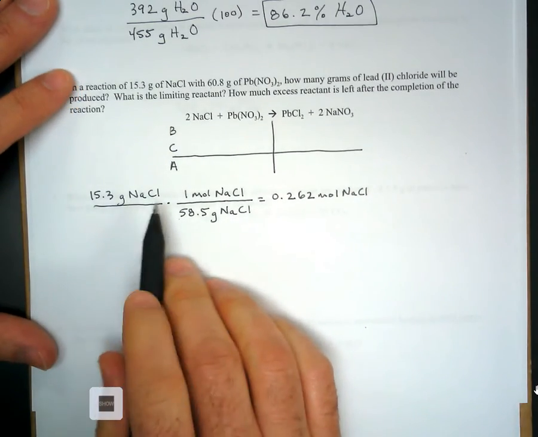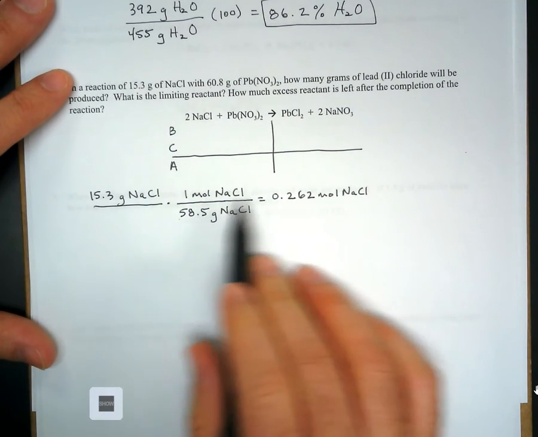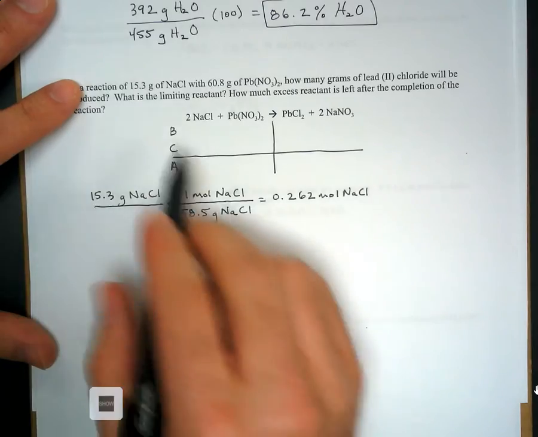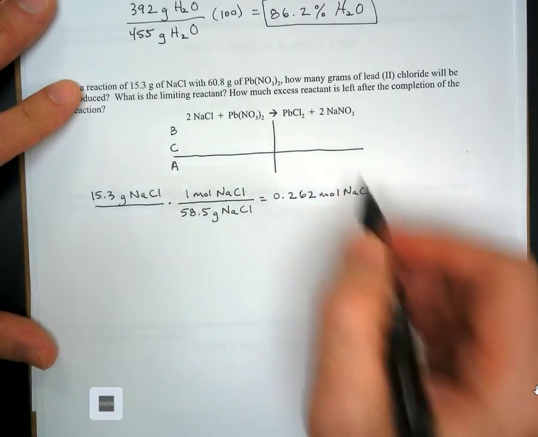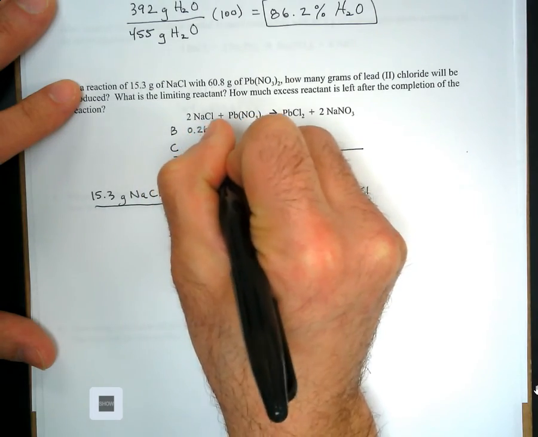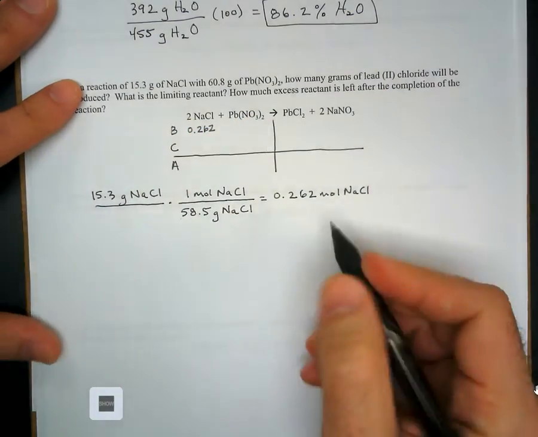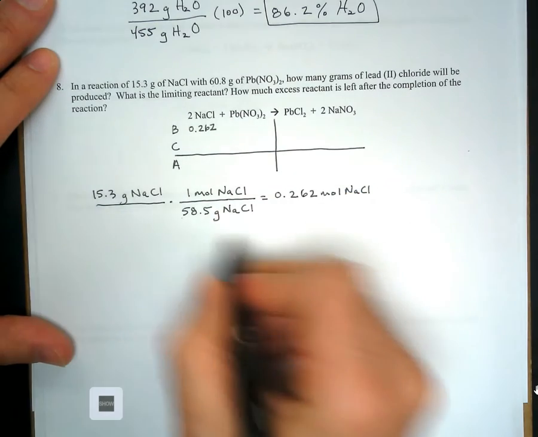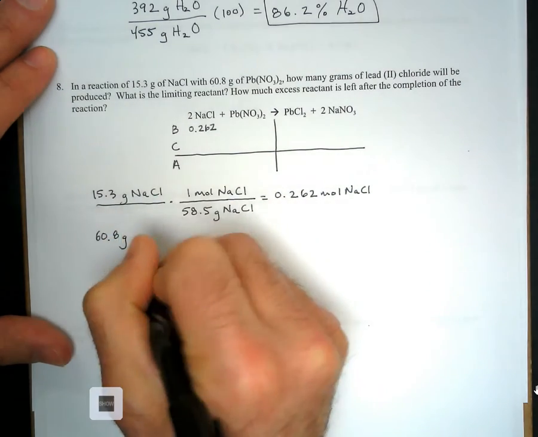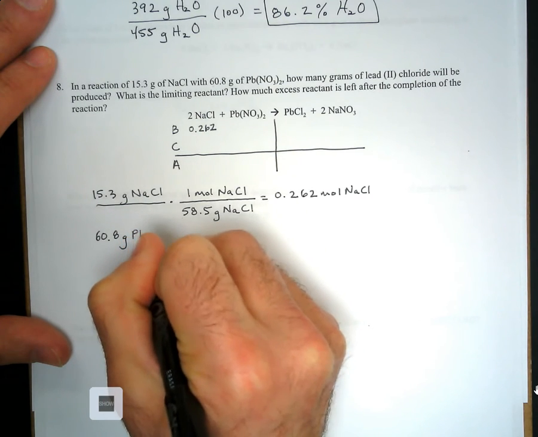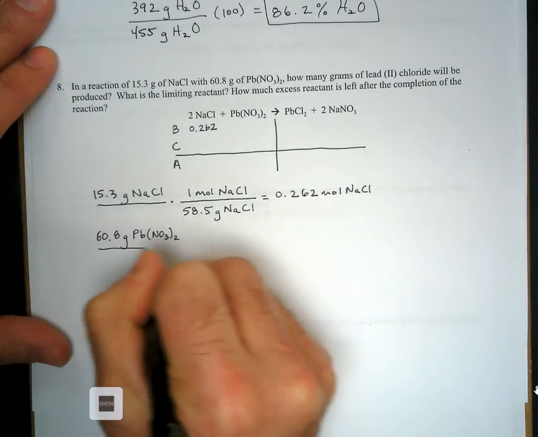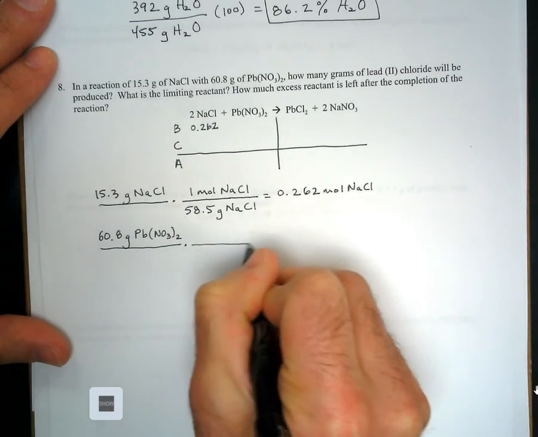Remember, this was the grams we started with. That means this is the moles we start with because we just converted grams to moles. So that's going to go up here in the before row under the NaCl. So 0.262, right? And then I'm going to turn the 60.8 grams of the Pb(NO3)2 into moles as well.